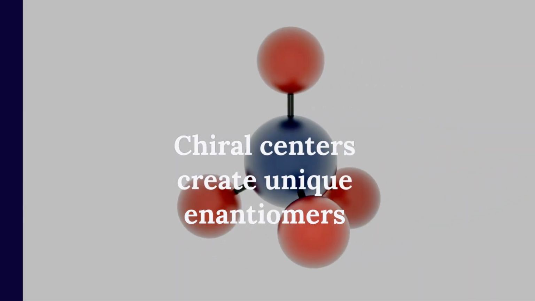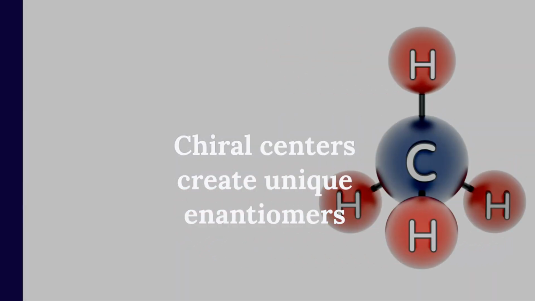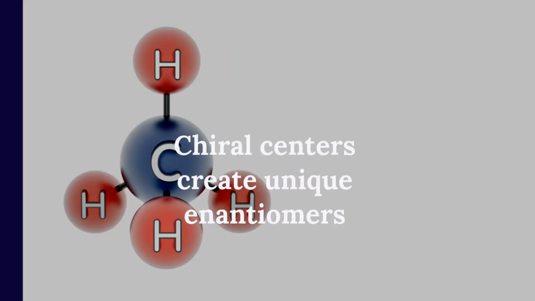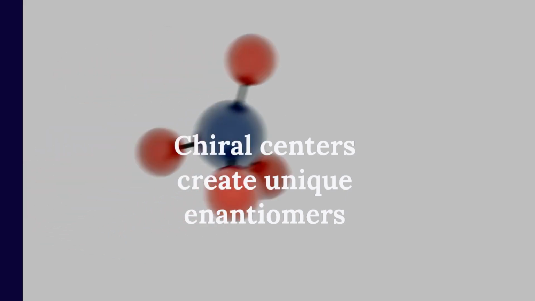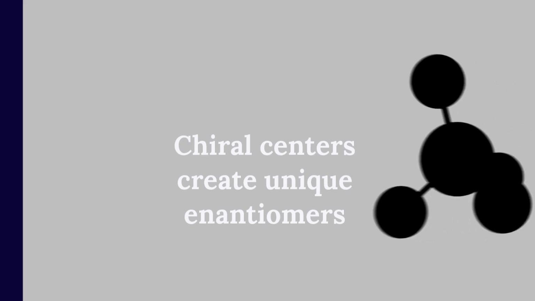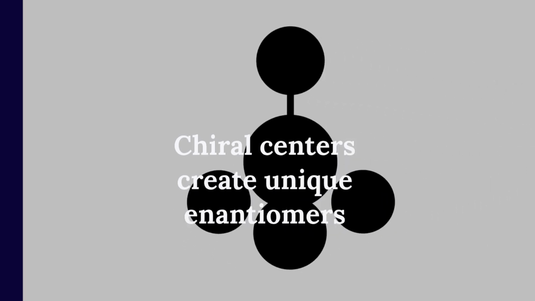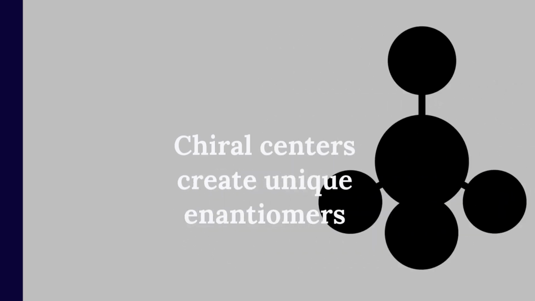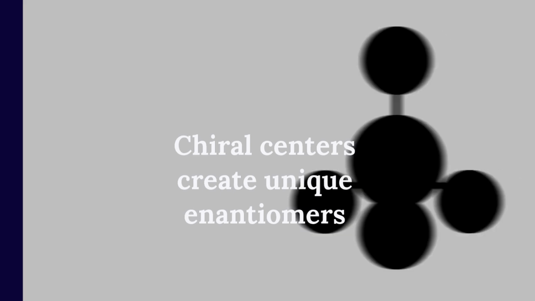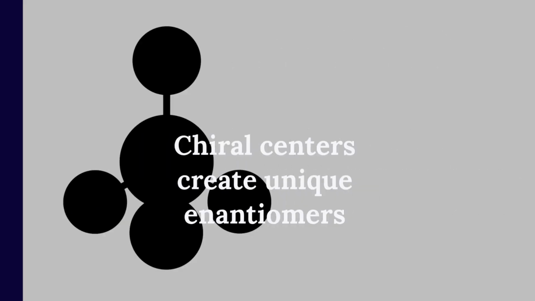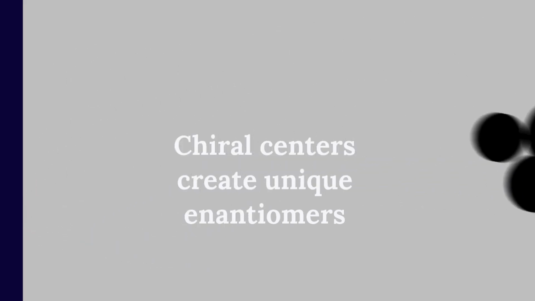A chiral center in a molecule is a carbon atom bonded to 4 distinct atoms or groups. This asymmetry allows the molecule to exist as 2 enantiomers, which are non-superimposable mirror images. Enantiomers have identical physical properties, but differ in how they interact with plane polarized light. They rotate light in opposite directions, termed dextrorotatory and levorotatory. This optical activity is a key characteristic of enantiomers.